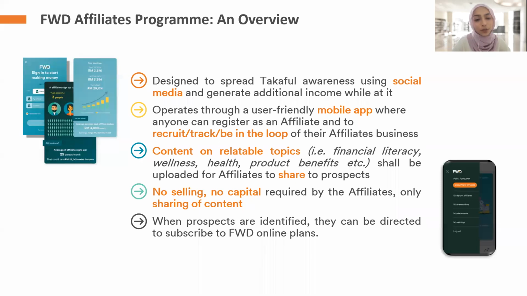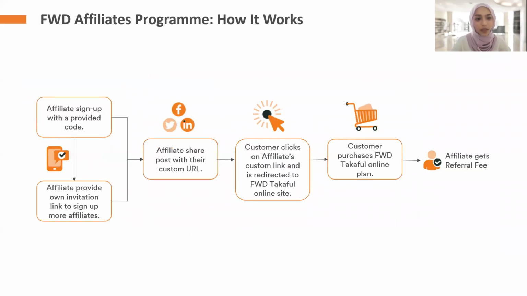So which brings me to the next point actually. When the prospects of future customers are identified, they can be directed to subscribe to an FWD online plan. Okay, so a very in a nutshell look of our affiliate program is that affiliates will sign up with a provided code, or another alternative is that when affiliates recruit their own affiliates, those affiliates will sign up using that customized invitation link.